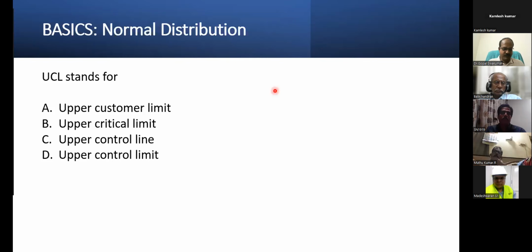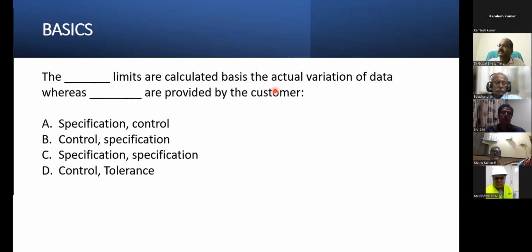UCL, what does it stand for? Upper control limit. Hope all of you are on the same line. Dash limits are calculated using the actual variation of the data, whereas dash limits are provided by the customer. Control limits are calculated based on actual variation. Specification. Option B is the correct answer.